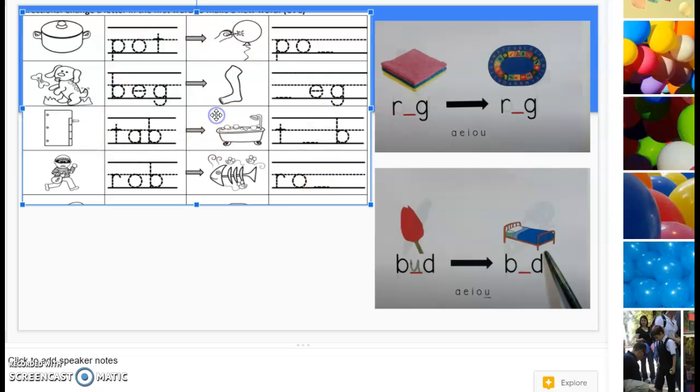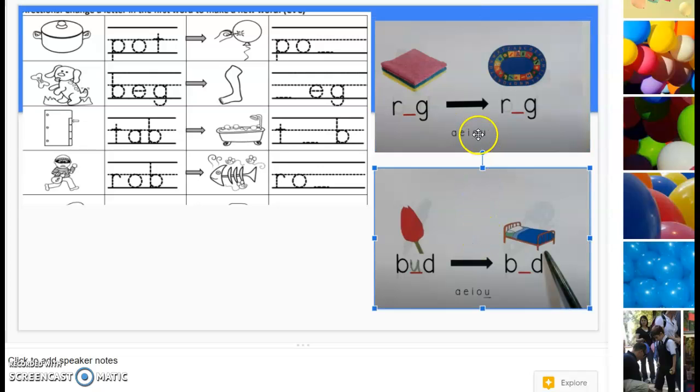So this picture right here has a variation of missing letters, but these pictures over here are only missing middle letters. So I want you to write the words on your paper and fill in the missing letters. I'll do an example for you.